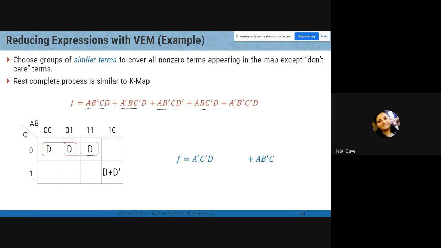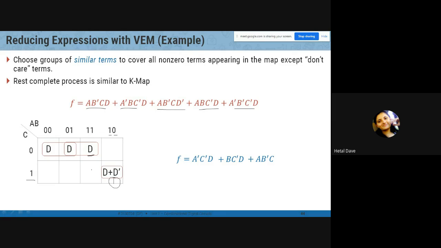So this is a group. Now D or D bar, the value of it is 1. D or D bar, value is 1. But this is also one group. Okay, D can be covered with its own complemented term. So here D or D bar is 1. So here one group is made.